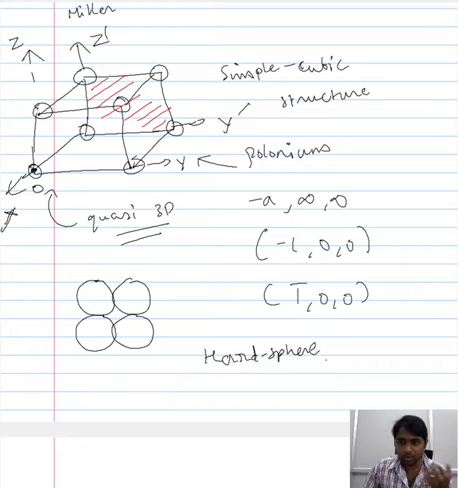We adopt what we refer to as the hard sphere model. What this model assumes is that each atom is a hard sphere, and these atoms touch each other. Therefore, in a given particular plane, they touch each other. Not in all planes, but in specific planes, these hard spheres touch each other.